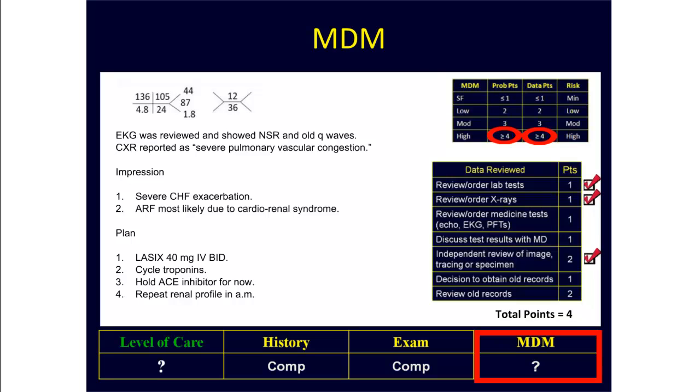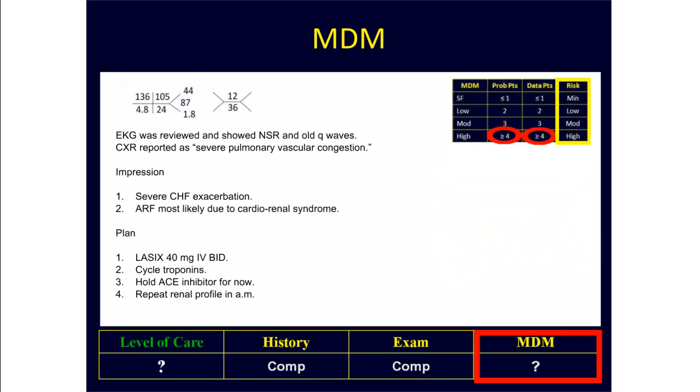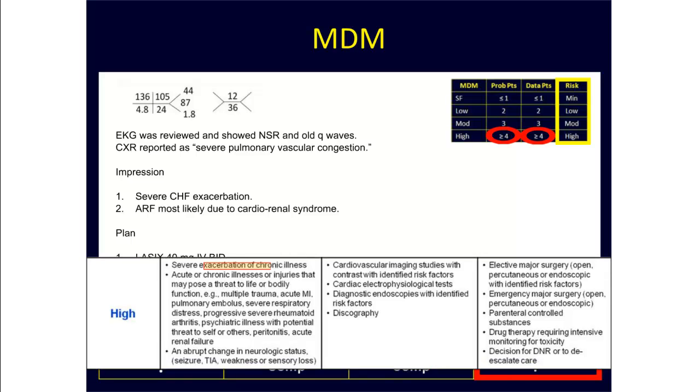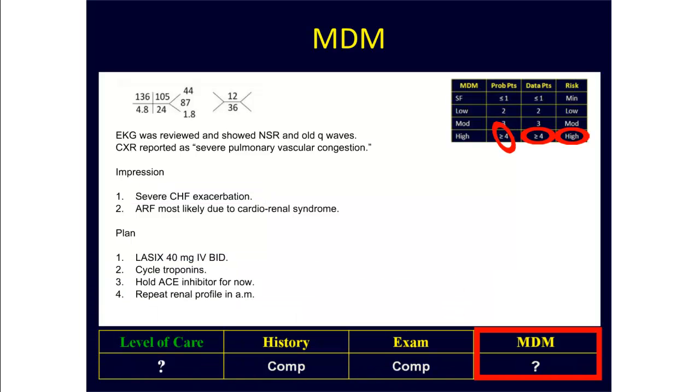The next step is to check the risk. Looking at the risk, the pertinent part of the risk table is the high-risk part, because here we have a severe exacerbation of a chronic illness. I know that because it's documented right here. So this is definitely a high-risk encounter. So we have 4 or more problem points, 4 data points, and high risk. Even though only 2 out of 3 dimensions are needed, in this case all 3 dimensions clearly point toward high complexity medical decision-making. So now this key component is also known.